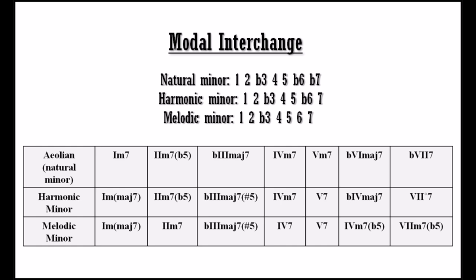The other thing I want you to look at is how those changes in the scale change the actual qualities of those chords, because that affects the way that the chords within that scale are constructed. So for example, you have a flat 3 major 7 in the natural minor scale, but you have a flat 3 major 7 sharp 5 in both the harmonic minor and the melodic minor. So for example, let's take this progression right here.